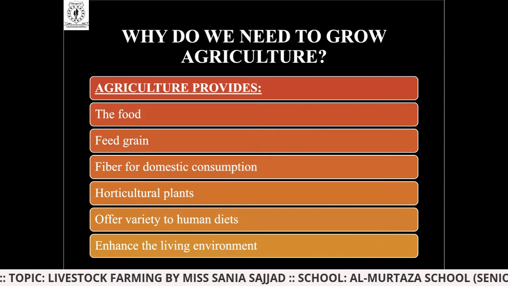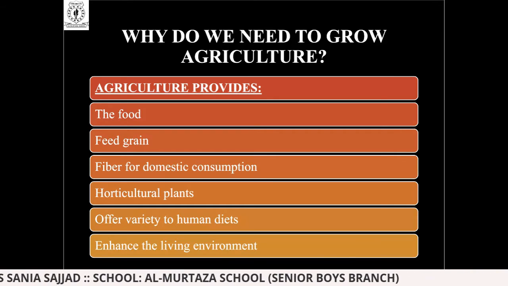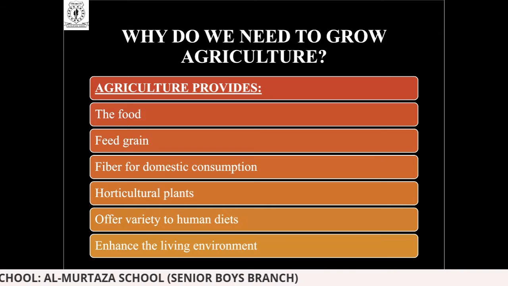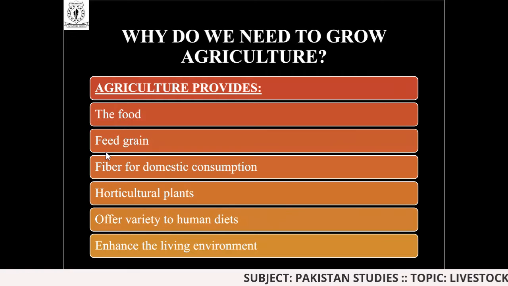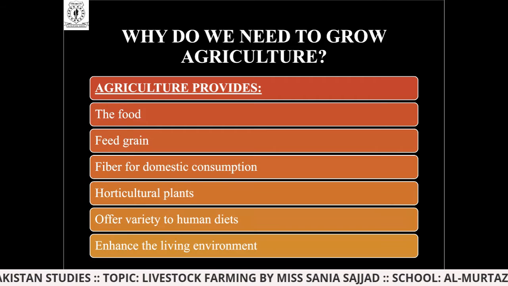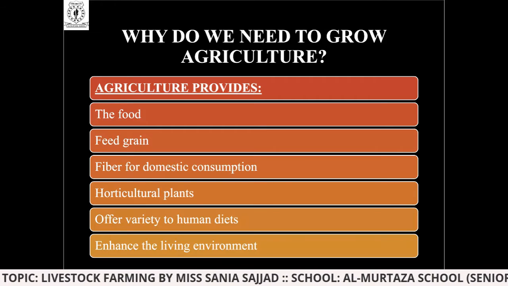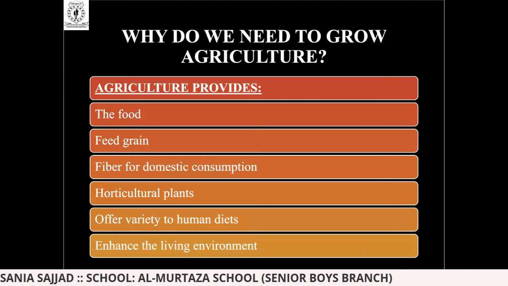Now, why do we need to grow agriculture? What is the basic purpose behind that? Why is it necessary to do that? So, starting with agriculture, it provides you food, it provides you with grains, and it feeds the grains as well. It provides you with fiber for domestic consumption. It means that whatever you are doing, you are utilizing that thing this way. And then it is also used for horticultural plants.